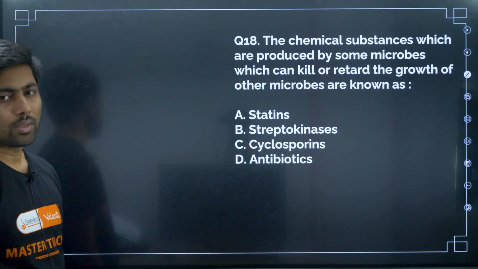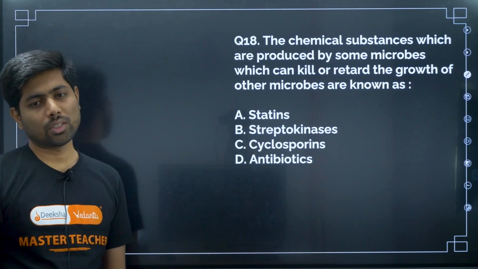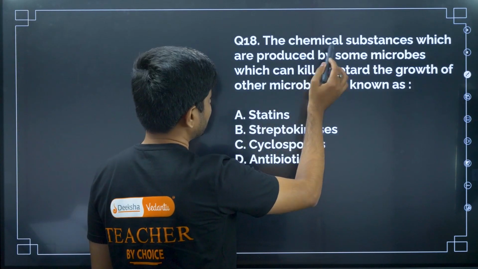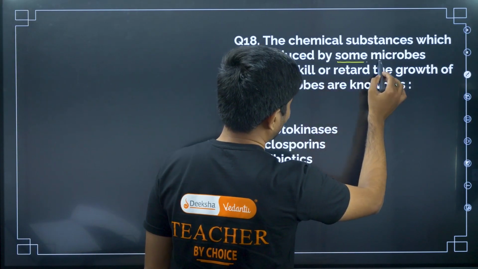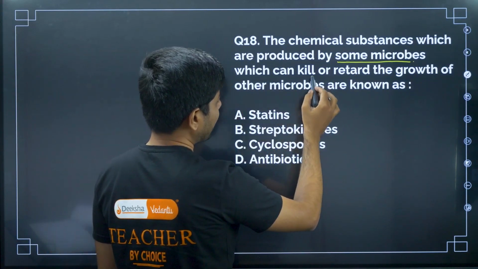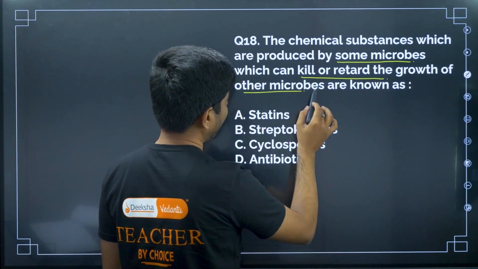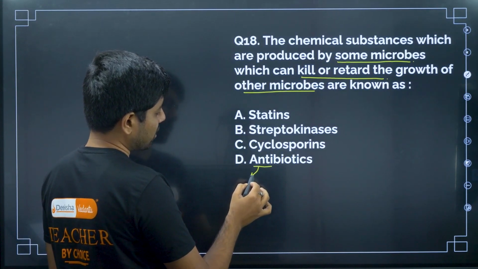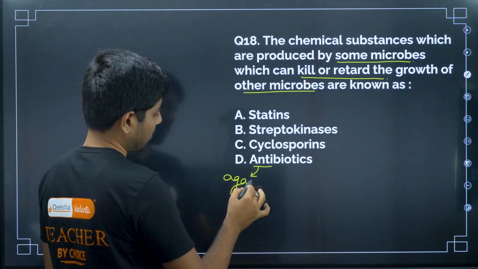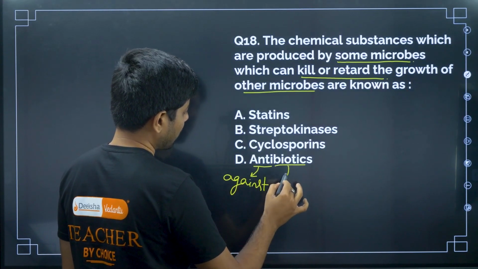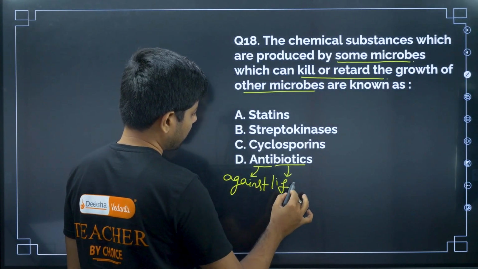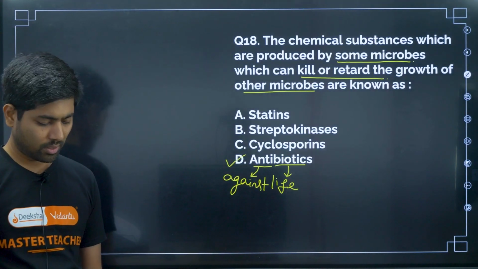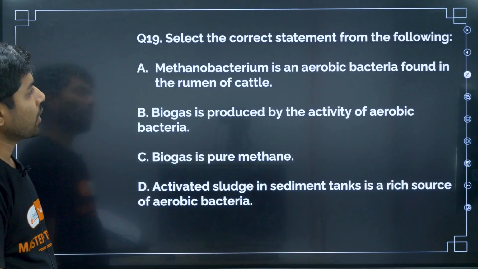So let us look at the next question. Look at this. It's a very simple question. Even a small school going kid can answer this, right? It's a very easy question. A chemical substance which is produced by some microbes, which can kill or retard the growth of other microbes, right? What is it called? Simply anti meaning what? Against. Biotics meaning what? Against life. Correct. Therefore, the answer is option D, antibiotics. Correct?